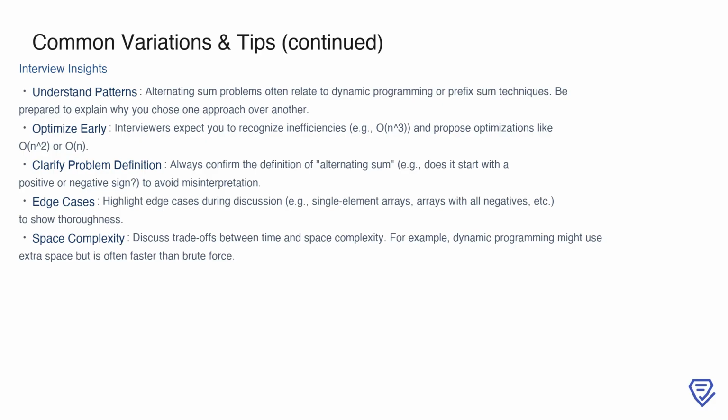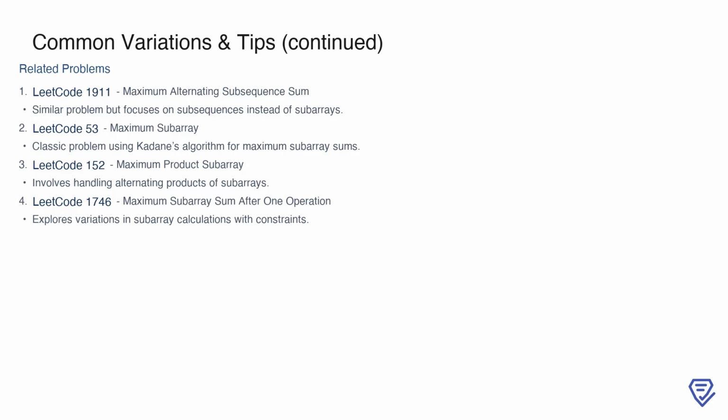Highlighting edge cases, such as single-element arrays or arrays filled with all negative numbers, demonstrates your thoroughness. Lastly, discuss trade-offs between time and space complexity. For example, dynamic programming might use extra space but can significantly improve runtime, showing you understand the balance between these factors. This problem is closely related to other well-known LeetCode problems, which can provide valuable insights.